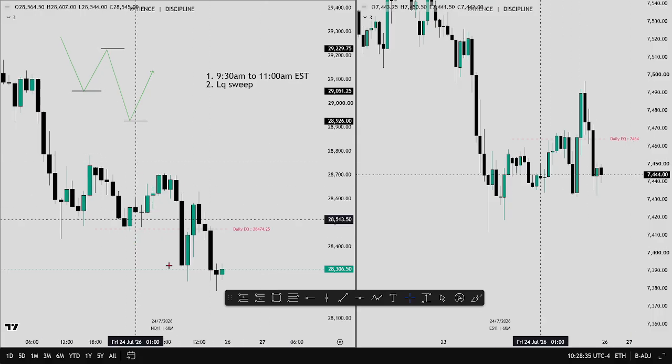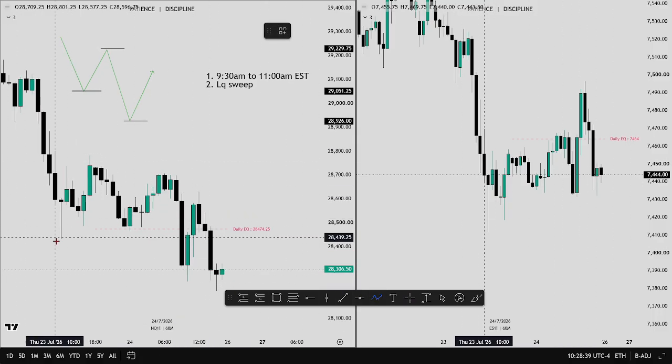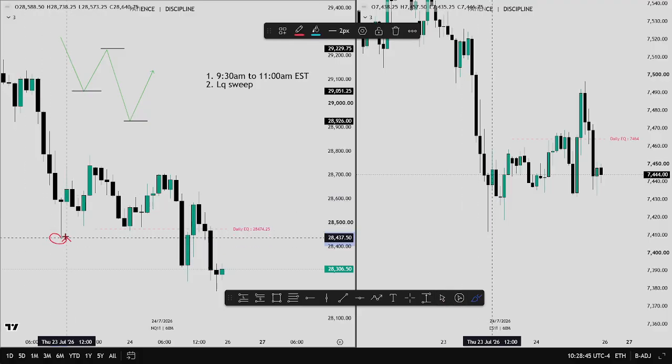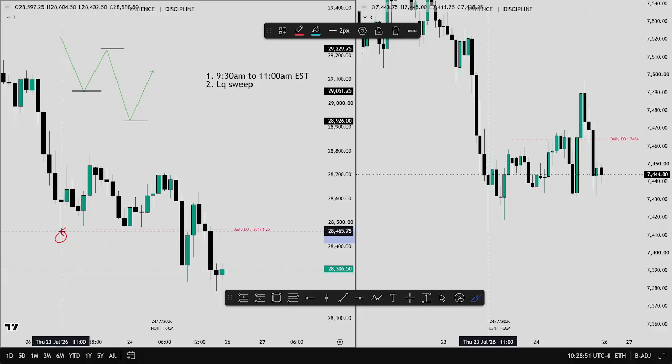If you look at this chart that I have here, you can see that there is a swing low below here. This one here, that's a sell stop. So there's a sell stop. This is a sell stop.